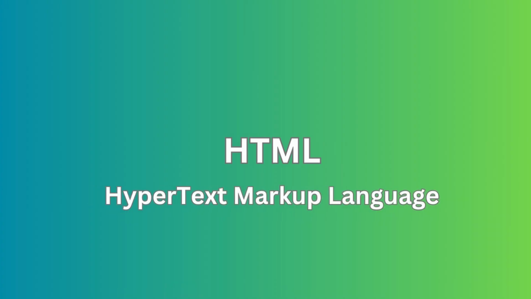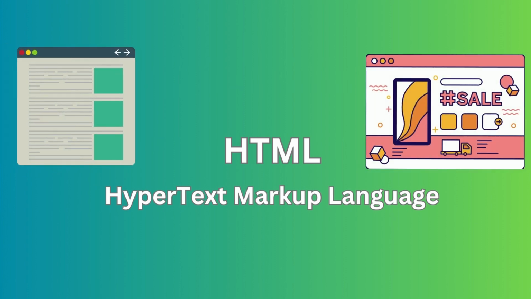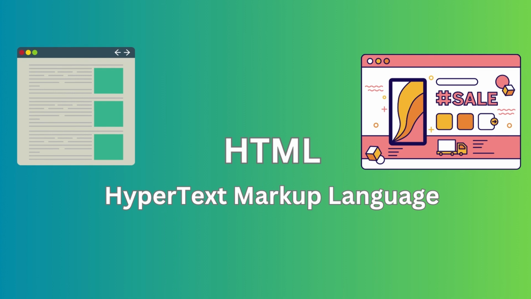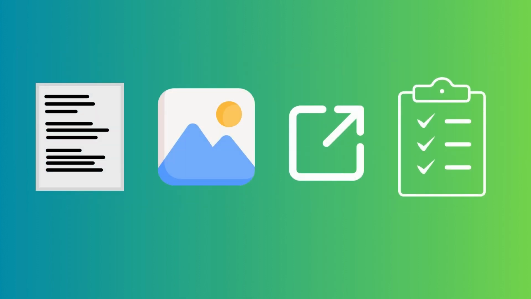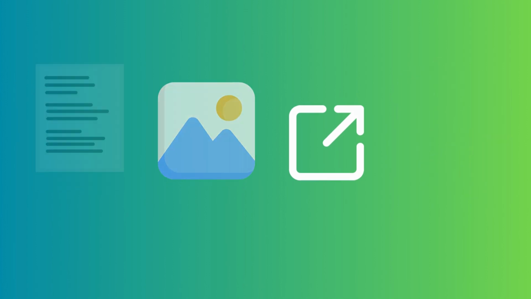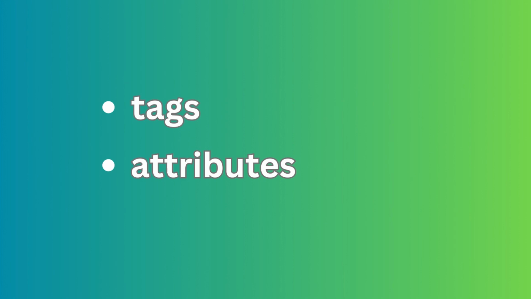HTML, which stands for Hypertext Markup Language, is the standard markup language used to create and design web pages. HTML is not a programming language, but as already mentioned, it is a markup language which handles the aesthetics of a web page. HTML allows you to organize and present information on the web, including text, images, links, forms, and more. This language has only two main concepts, which are the tags and the attributes.